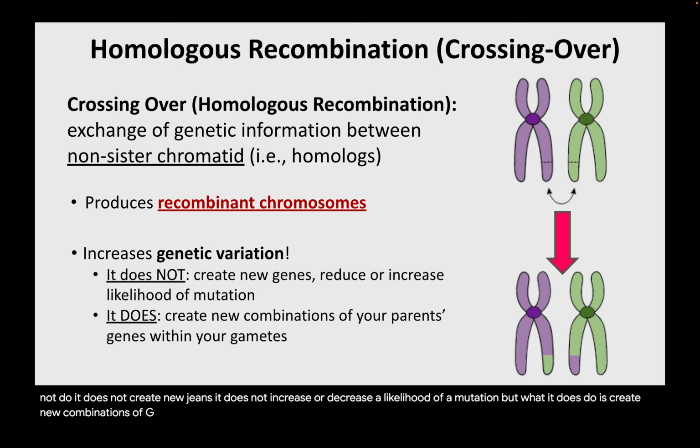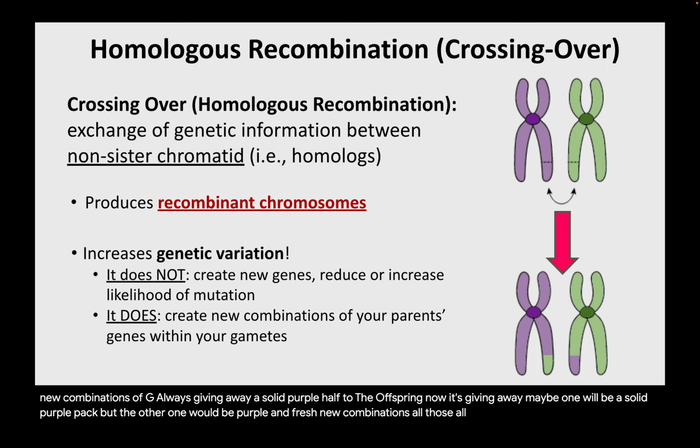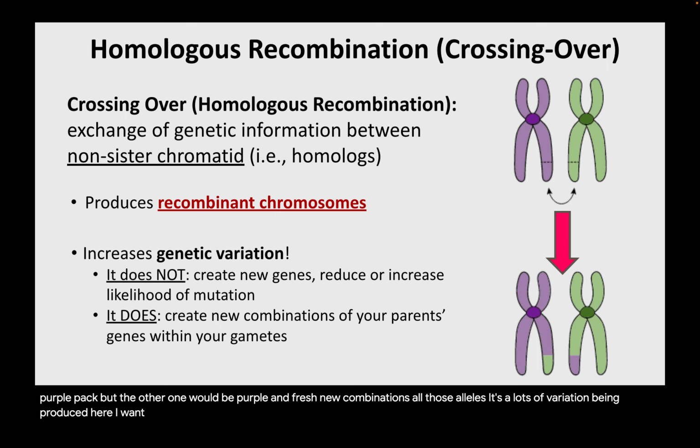Again, if we look at my example up on the board here, instead of this purple chromosome always giving away a solid purple half to the offspring, now maybe one will be a solid purple half, but the other one would be purple and red. New combinations of those alleles. All right, so lots of variation being produced here. I want us to walk through recombination step by step with a little bit more detail so we understand what's happening.